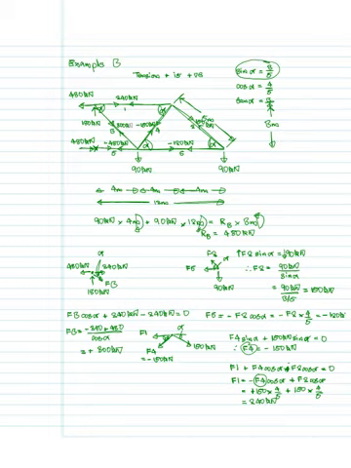So for example 3, so far we've been able to calculate every single force in every single member, and we've assumed that the direction of the force is always in tension, and the negative sign, which has turned out for 3 of the members, means that that member is actually in compression.